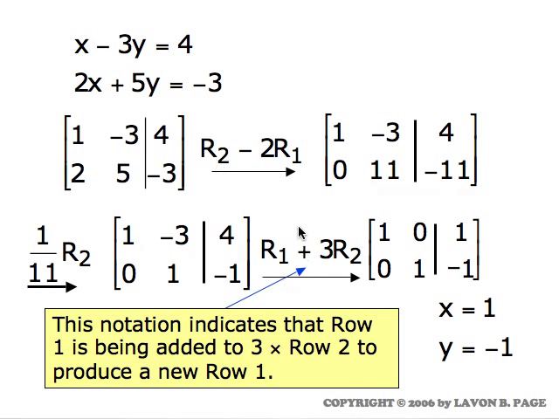Keep in mind, when you write down the row operation, the first named row is the one that's being changed. In this step, we created a new row 2. Row 2 is mentioned first. In this step, we created a new row 1. Row 1 is mentioned first.